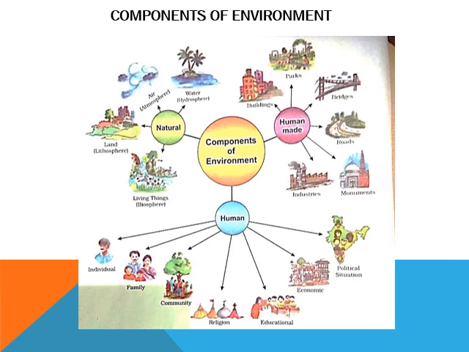Next, human-made. Human-made means buildings, parks, bridges, roads, monuments, industries, etc. All are the parts of our environment. And human: an individual, family, community, religion, educational, economic, and political situation. All are the parts of our environment.